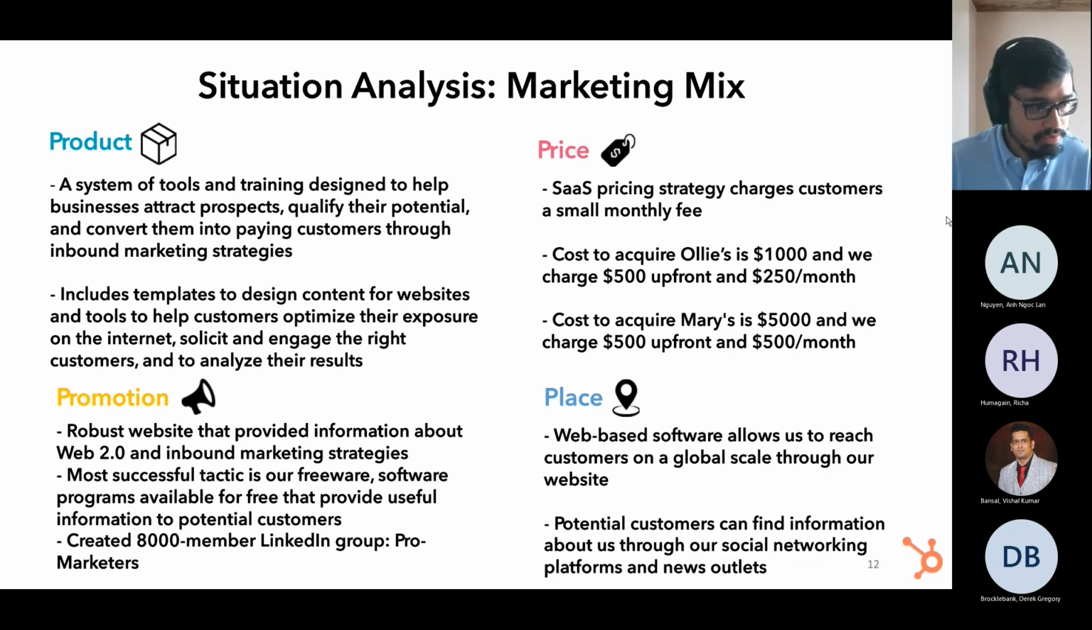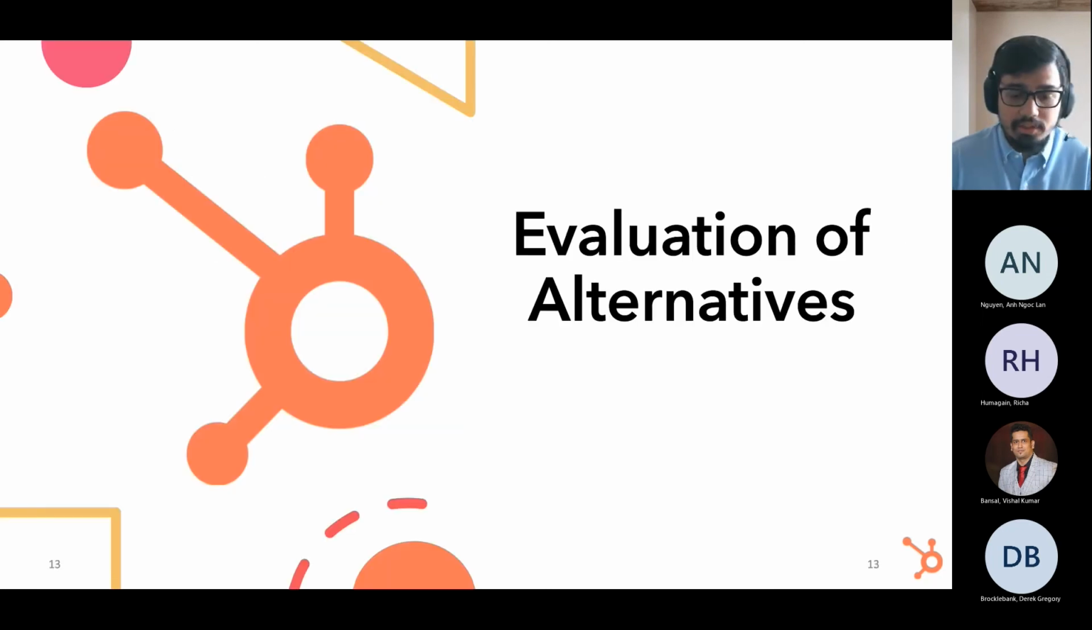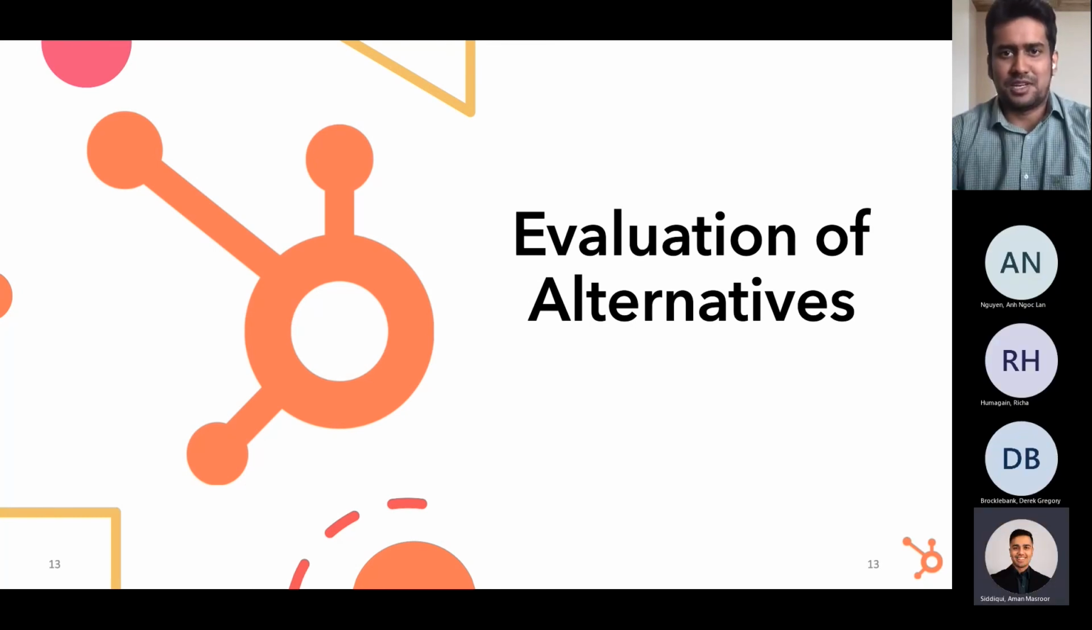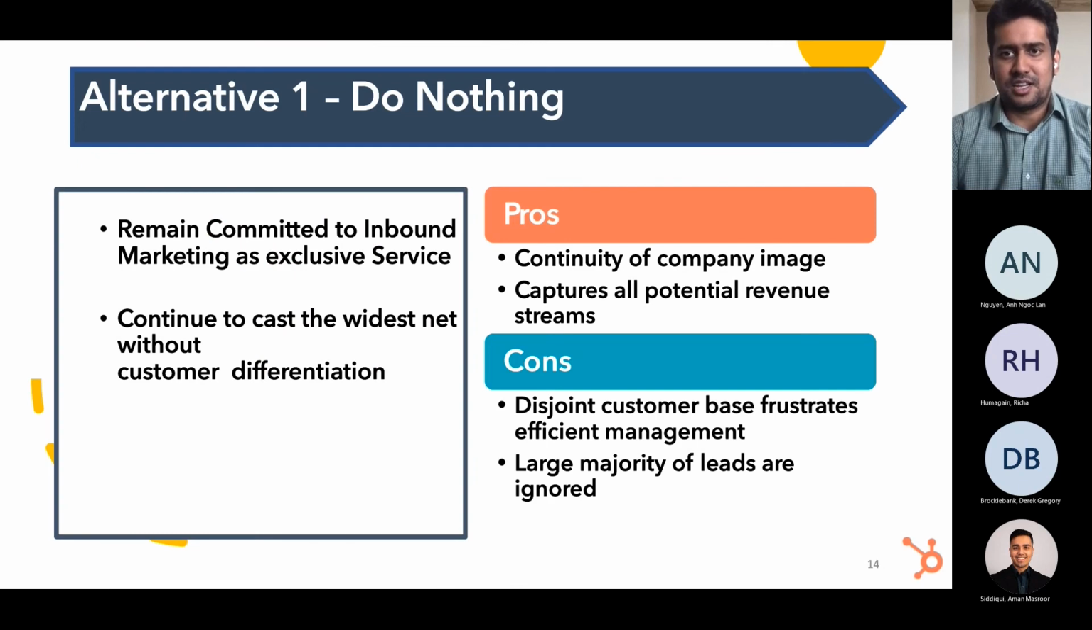Now I'm going to hand it off to Vishal to discuss the evaluation of our alternatives. Thank you so much, Aman, for presenting the situation analysis. Now let's evaluate 3 alternate plans that we can implement at this moment.